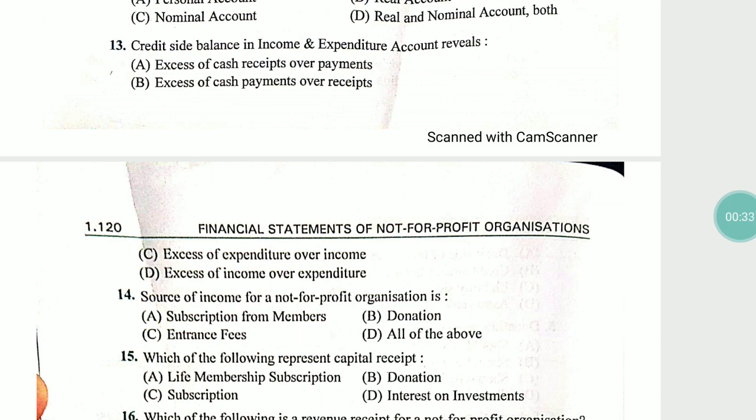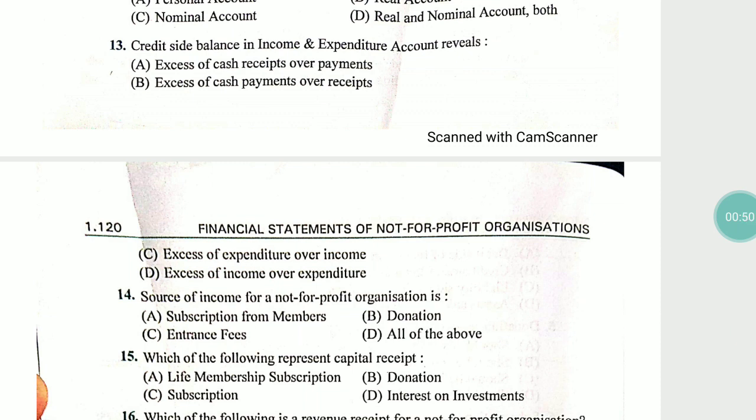reveals. First option is excess of cash receipt over payment. Second option is excess of cash payment over receipt. Third option is excess of expenditure over income. And the fourth option is excess of income over expenditure.